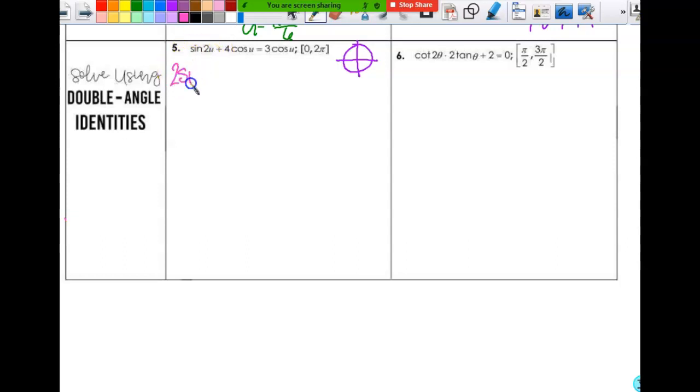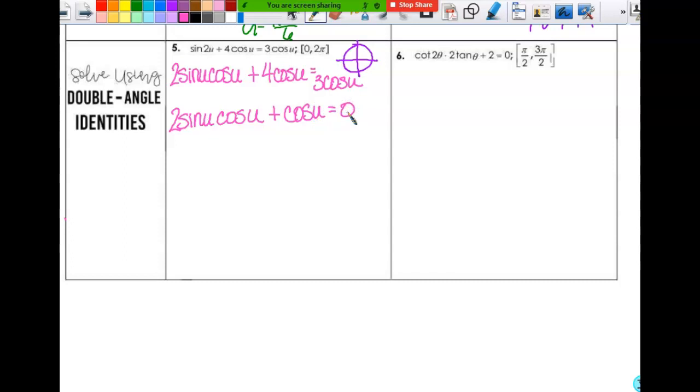So this is going to be 2 sine u cosine u plus 4 cosine u equals 3 cosine u. Okay. So I do have a sine and a cosine, but I don't think that's going to be a problem, because if I subtract this from both sides, then that'll take care of this, and then I will have a GCF. So I think it's going to be fine. I'm going to rewrite this: 2 sine u cosine u. When I subtract 3 cosine u from both sides, that'll just leave me with 1, so it'll be plus cosine u equals 0.